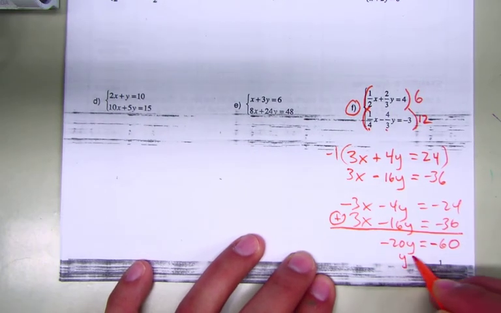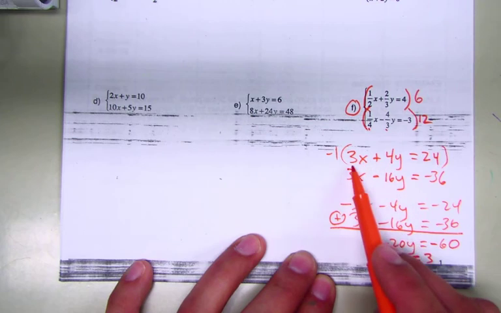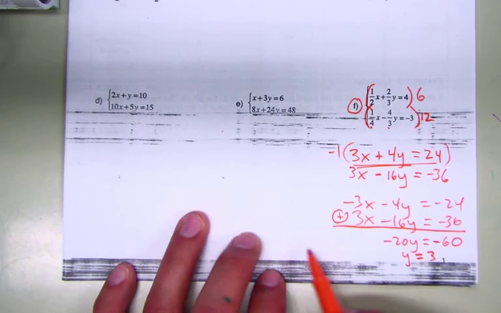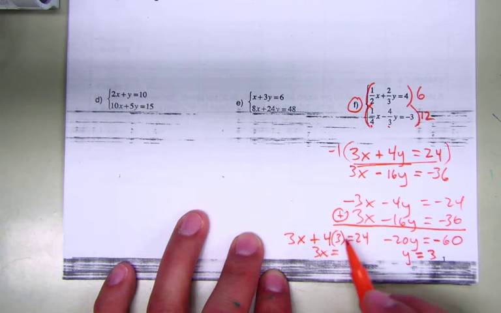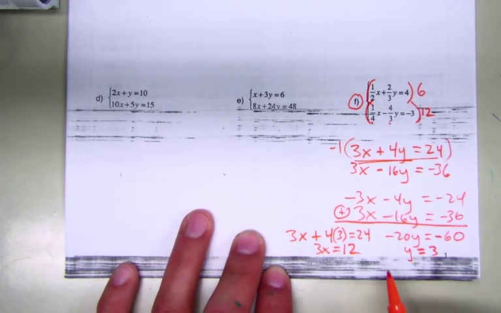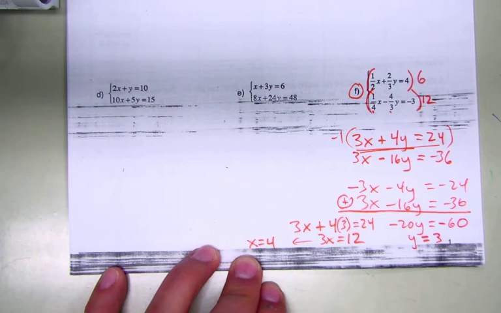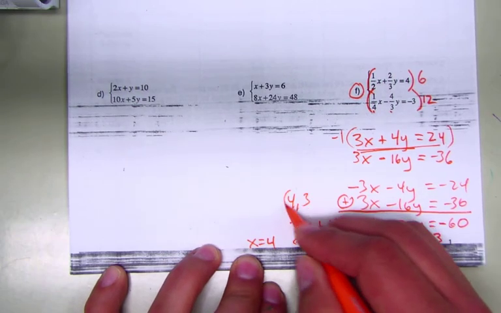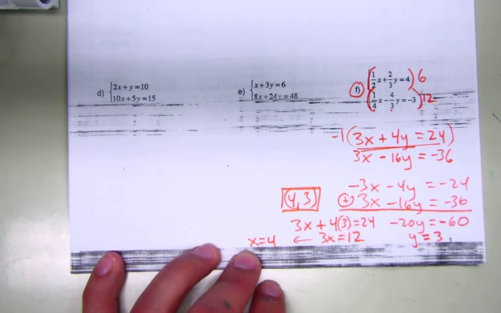So that's pretty easy. What's y? 3. Y is 3. And now you can pick whatever equation you want. I'll maybe use this first one. So then I'll have 3x plus 4 times y, which is 3, equals 24. So 3x, if I subtract 12 over, bless you, is 12. So that means x is 4. So our solution is 4 comma 3. Okay. Any questions on that? I mean, it's what we did before, just kind of making it nicer first.